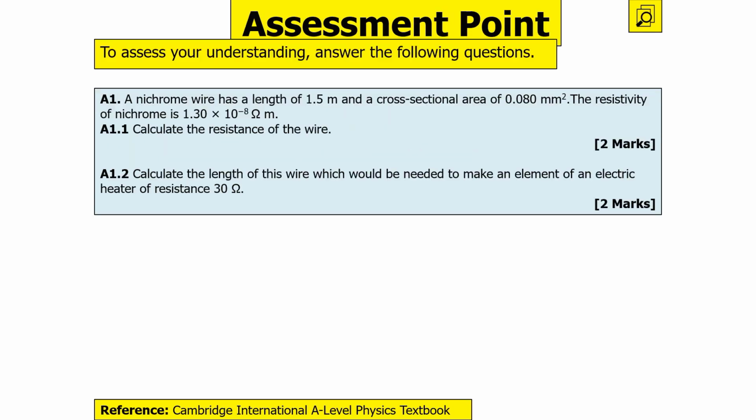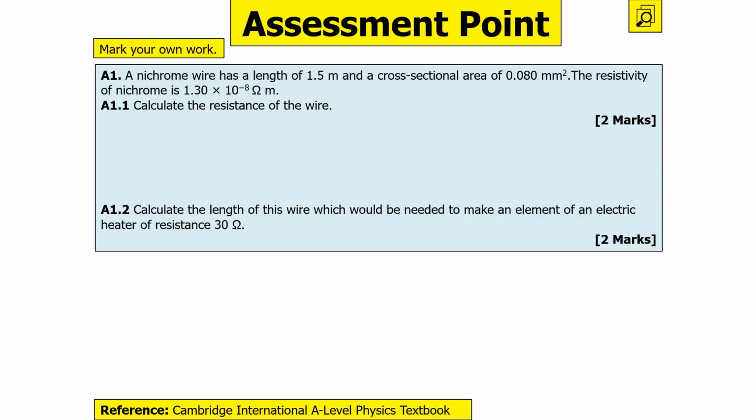The next question says, a nichrome wire has a length of 1.5 meters and a cross-sectional area of 0.080 millimeters squared. The resistivity of nichrome is 1.3 times 10 to the minus 8 ohm meters. Calculate the resistance of the wire, and then calculate the length of this wire which we need to make an element of an electrical heater of resistance 30 ohms. So pause the video now, then unpause the video when you want to go through your answer.